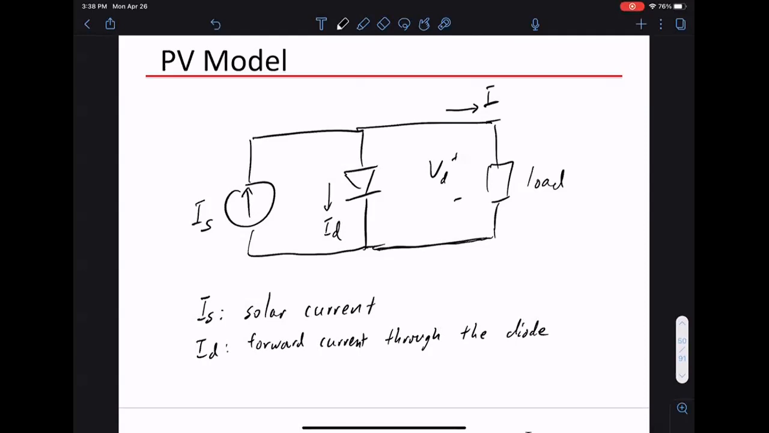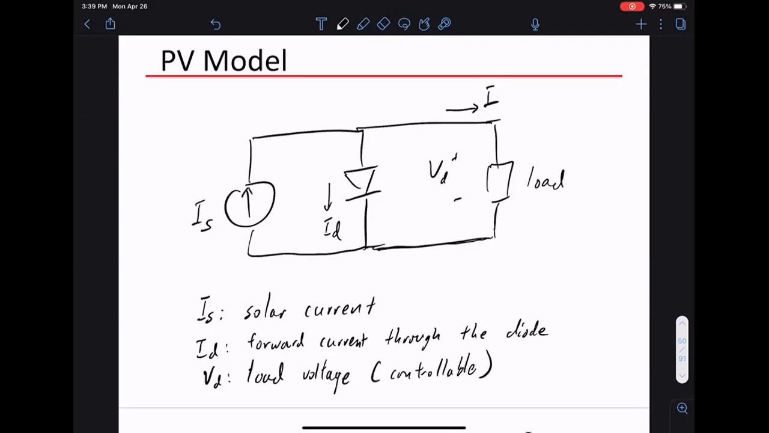Now we can do calculations based on this circuit, because IS is again given by nature. But VD or ID depends on the load. VD is the load voltage, which we're going to think of as controllable. IS is given by nature, we don't touch it. But VD is the voltage that appears across the load, which is something we can set. We get to control the load. So these are the three things that come together.